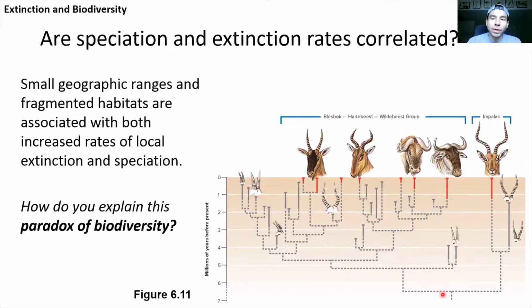which contrasts with what happened in the other lineage. You see that this is a very branching pattern, indicating there were many speciation events, but many of those species went extinct, and then there are only a few left. So this lineage experienced high speciation rates and high extinction rates. So this presents sort of a paradox. How do you explain this paradox of biodiversity? I will let you do the reading and find out on your own. It's really interesting.